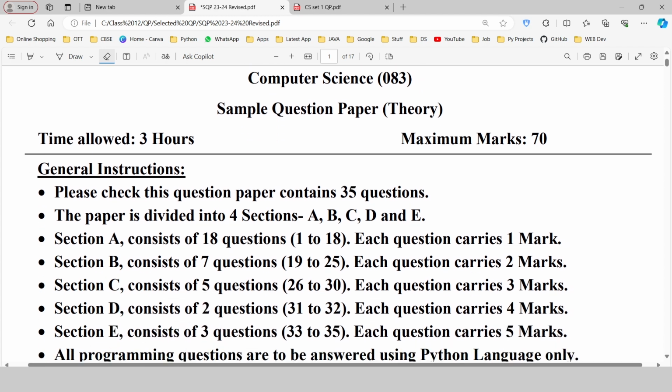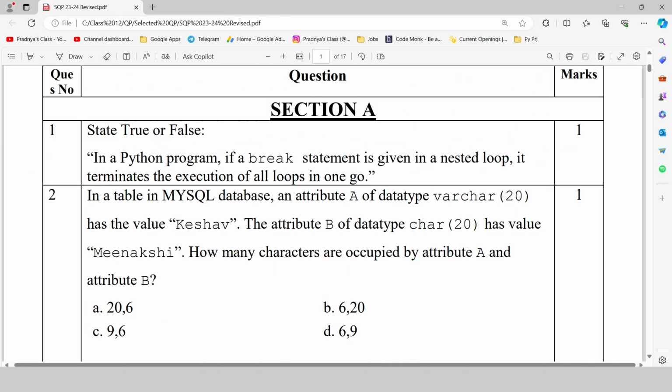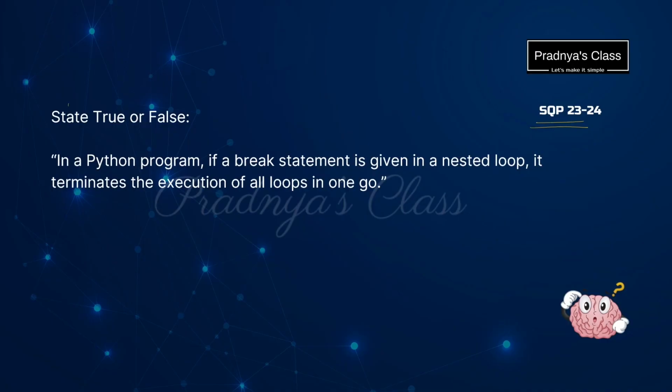Alright, here is the sample question paper. Let's start solving questions from Section A. Here is the first question. We have got a question in the form of true or false. In a Python program, a break statement is given in a nested loop. It terminates the execution of all loops in one go. We know the break statement terminates the immediate loop. It doesn't terminate all the loops. That's why this statement is false.